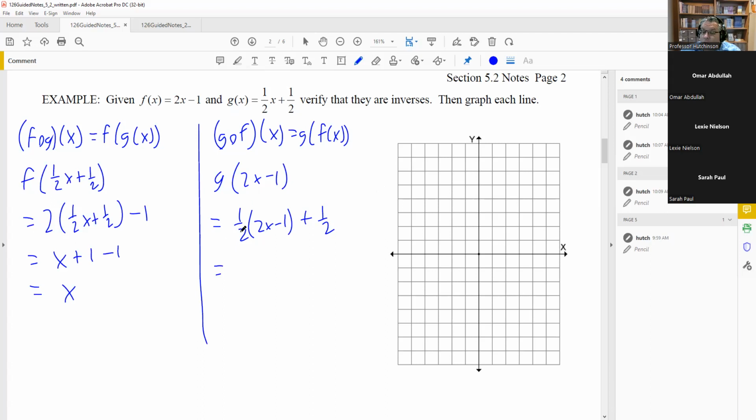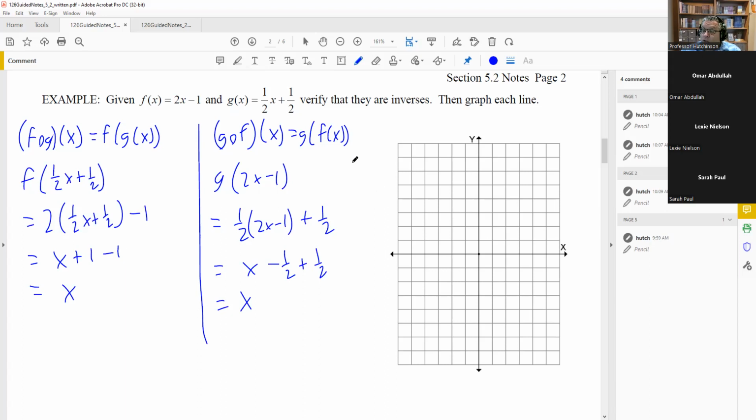So I get 1/2 times 2 is just x. 1/2 times minus 1 is a minus 1/2, and I get plus 1/2. These are going to cancel out. Once again, I get x. Okay, so now I've shown that doing both of these compositions allowed us to get x. That verifies algebraically that these are inverses.